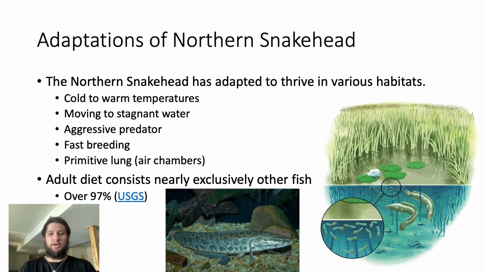A female can breed as many as 5 or sometimes more times a year. Then when they do breed, they produce thousands of young. They actually have this thing called a primitive lung.